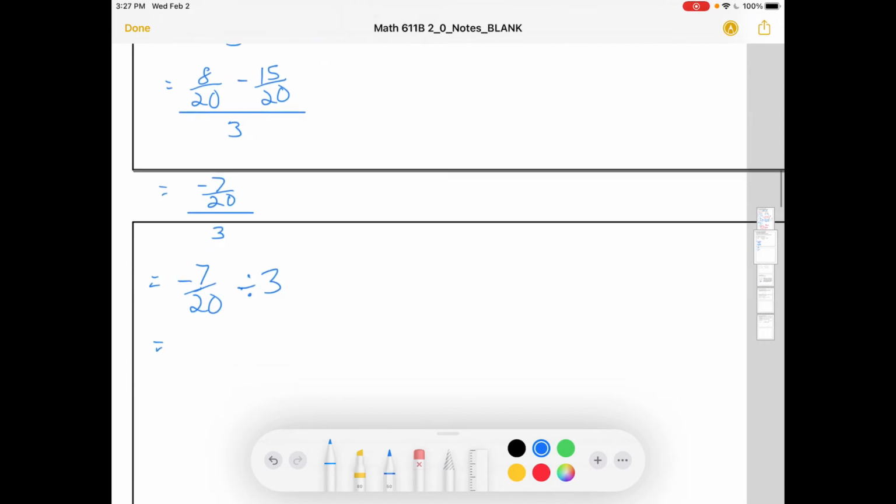And division of fractions means multiplying by the reciprocal. And a final answer of negative 7 over 60. That is perfectly fine. That's a great way to go through this question. I do want to show you another way, though, that is, I think anyways, pretty slick.